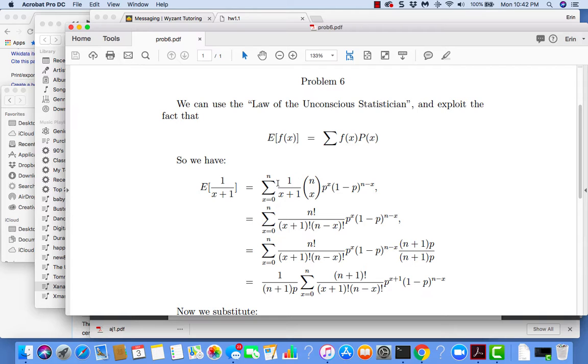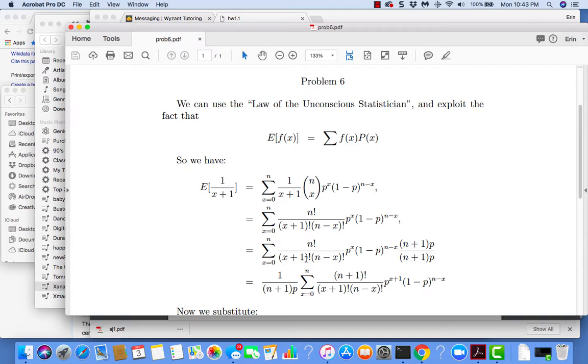And what you're going to do is just plug in that value at the beginning of the distribution. So I have 1 over x plus 1 times my regular binomial formula. So it's n choose x times p to the x times 1 minus p to the n minus x power. Okay? Now, because of our definition of factorials, I can write this as n factorial over x plus 1 factorial times n minus x factorial times p to the x times 1 minus p to the n minus x.